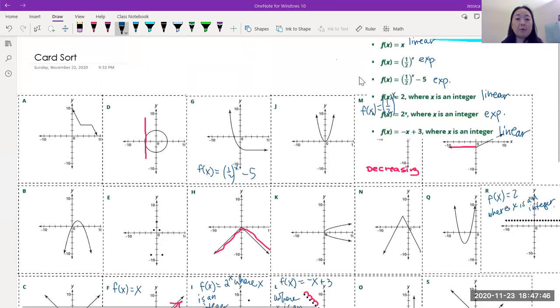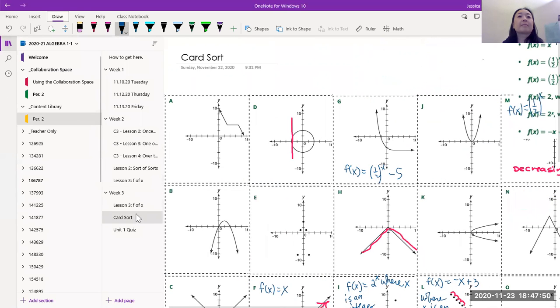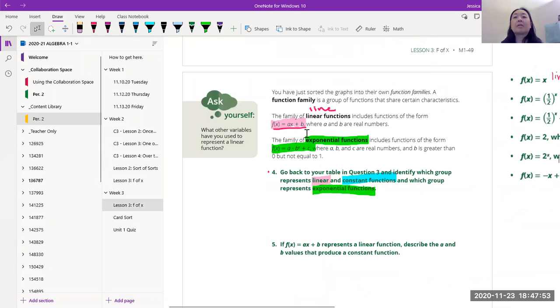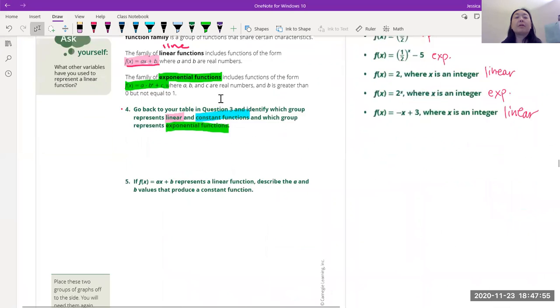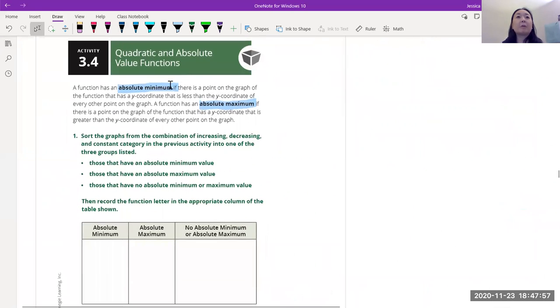Okay, and for the, let me go back. Okay, so we're going to go right over here. And so we are going to be talking about the 3.4.